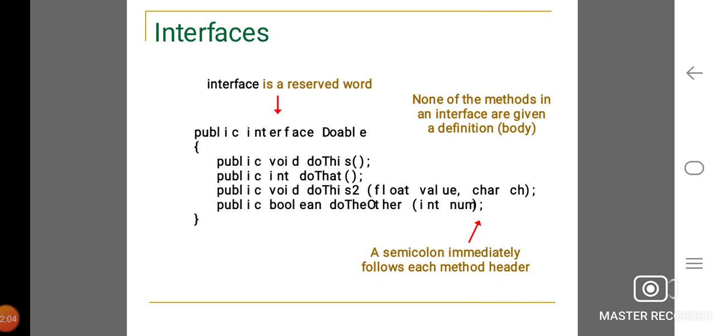Here there is no semicolon in the interface header, but there is a semicolon that immediately follows each method header. So the main point is the semicolon here. And another important point is that none of the methods in an interface are given a definition, that is, a body of the definition.